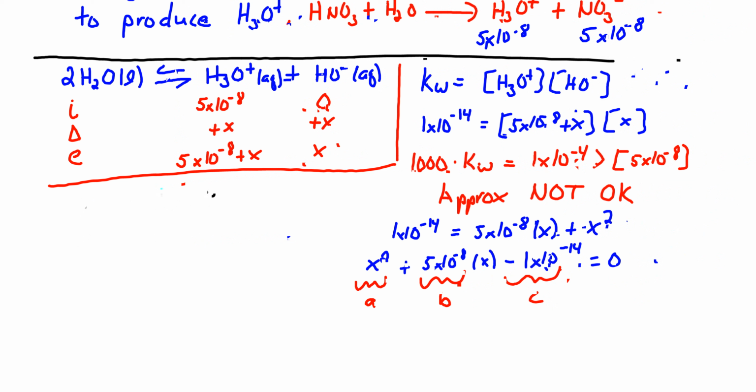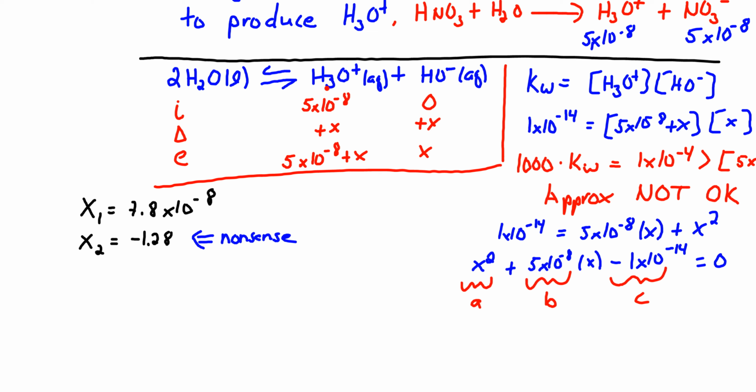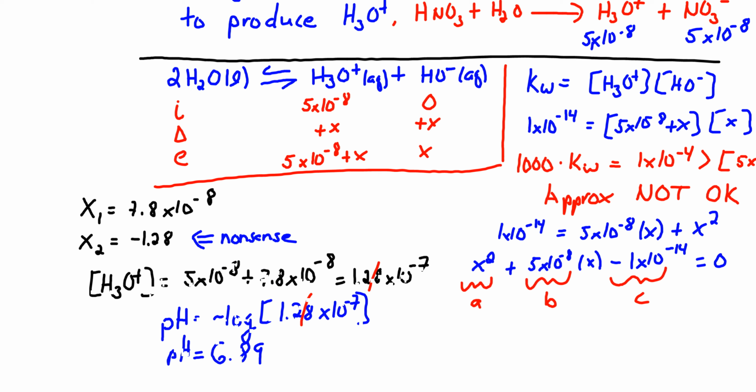Now that we have x, we go back and answer the question. The question asks us to determine the pH, and we have some amount of H3O+ from the strong acid and some amount from the autoionization of water. So we can add these two values together here to get our concentration of H3O+ and then on to the pH. And finally, we're at our final answer. We have pH is equal to 6.89, just a tad more acidic than pure water.